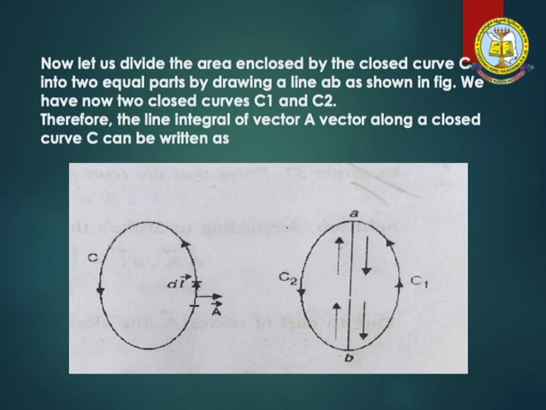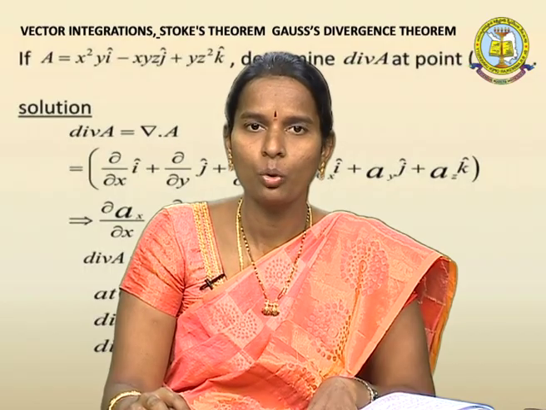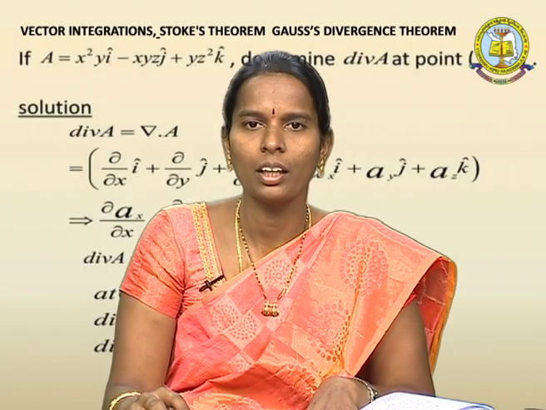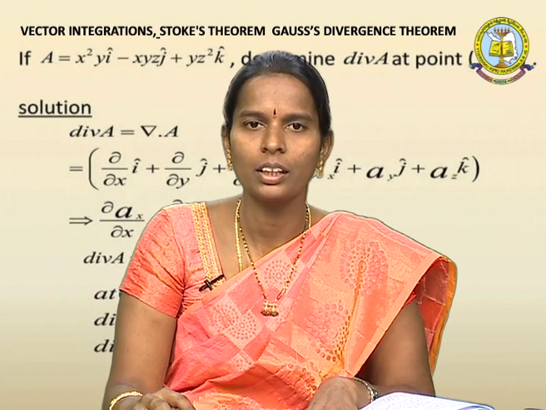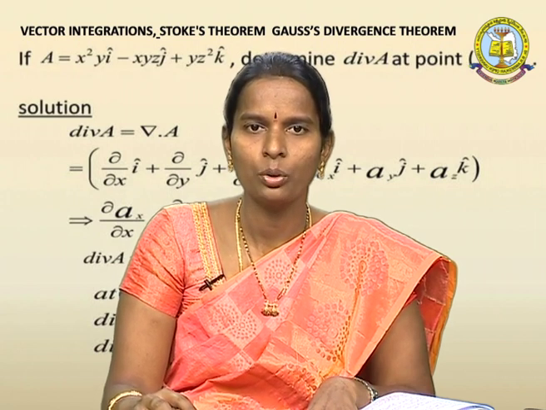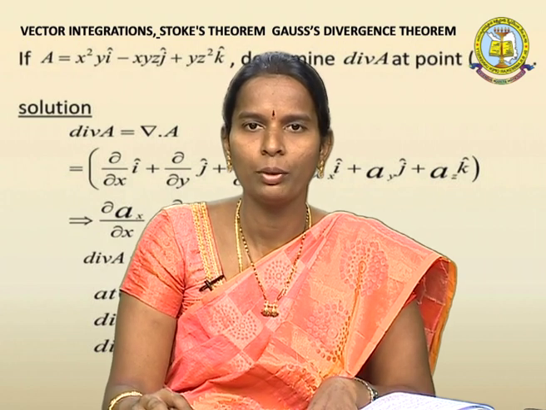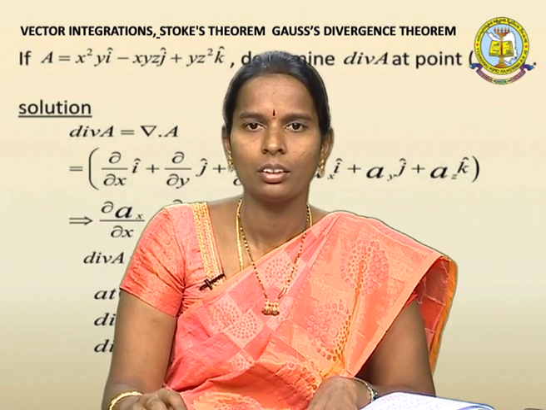C1 curve is A to B, and another part, C2 curve, is B to A. So, these are two closed curves, C1 and C2. Therefore, the total line integral of a vector A along this closed curve can be written as the integral of A dl is equal to the integration over C1 of A dl plus the integration over C2 of A dl. This is the A to B and B to A part shown in this figure.